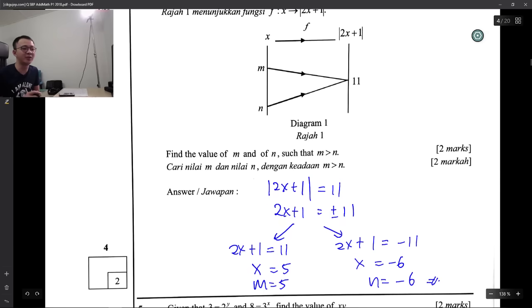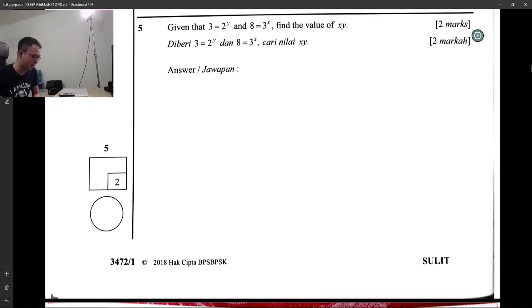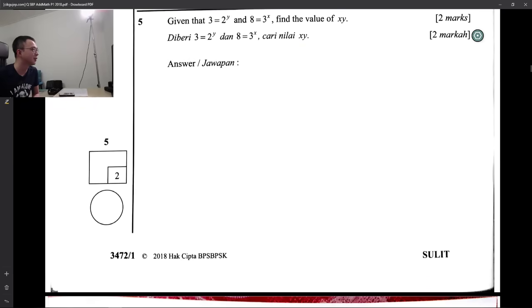Alright, this kind of modulus question should be quite easy. You just need to understand that when you move the modulus sign to the other side, you will get the plus minus. Alright, so let me move on to the next question, number 5 here.